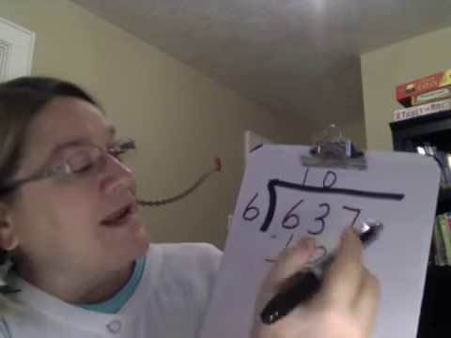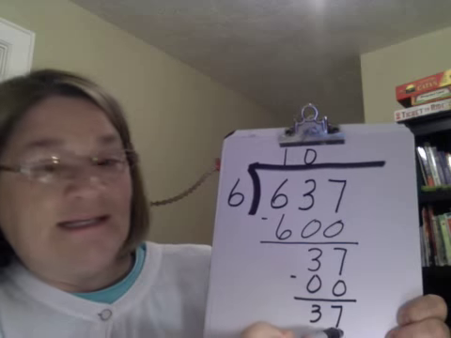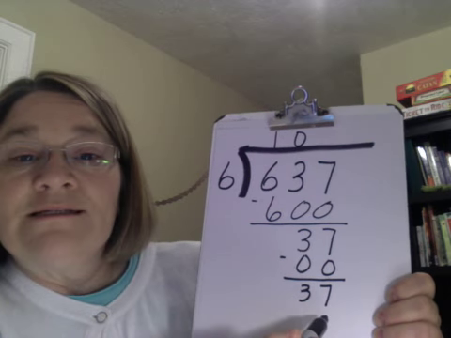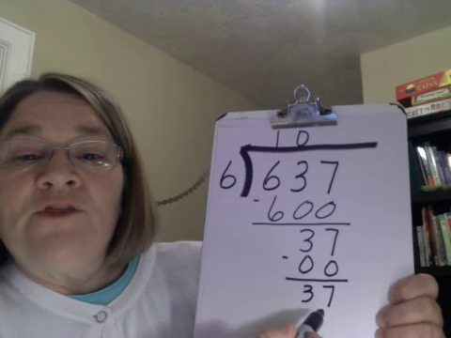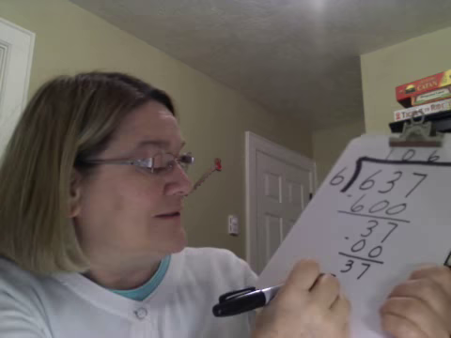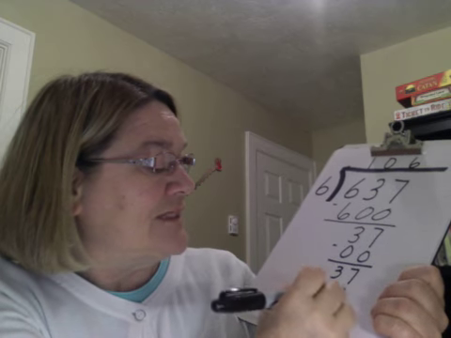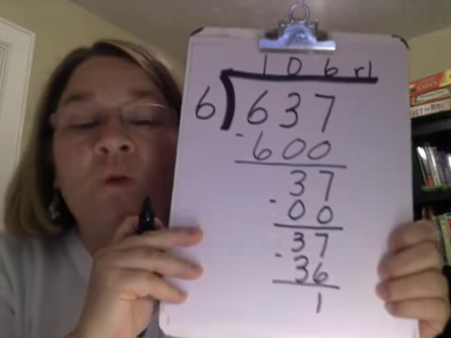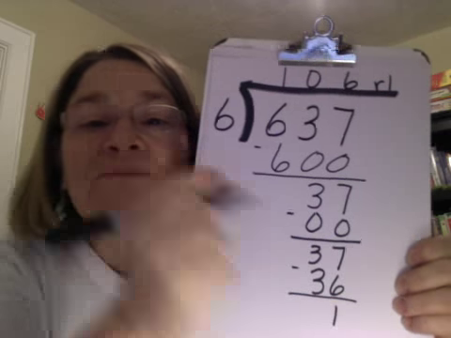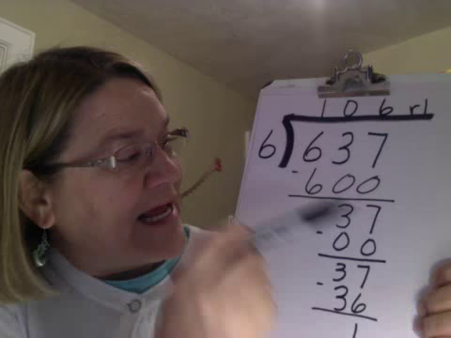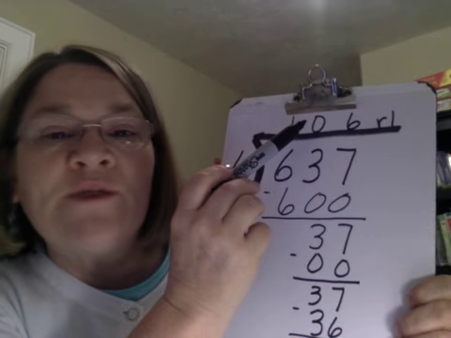Now we are in the ones place where we can have 37 ones. And by doing 37 ones, we now have 6. And 6 times 6 is 36. We subtract that, and we end up with a remainder of 1. I suspect that some of you might have made a mistake and put the 6 right here where the 0 belongs.